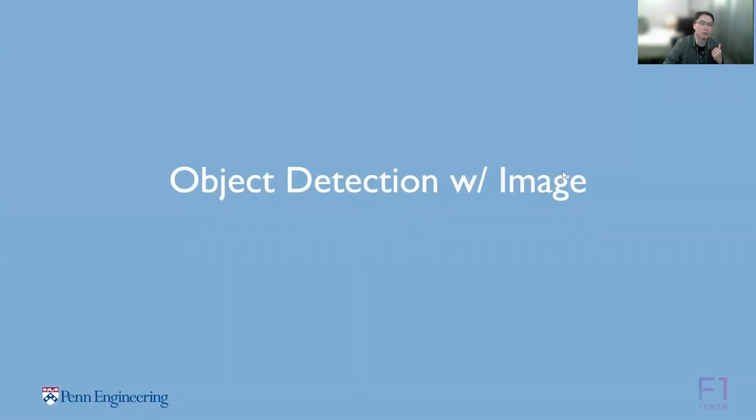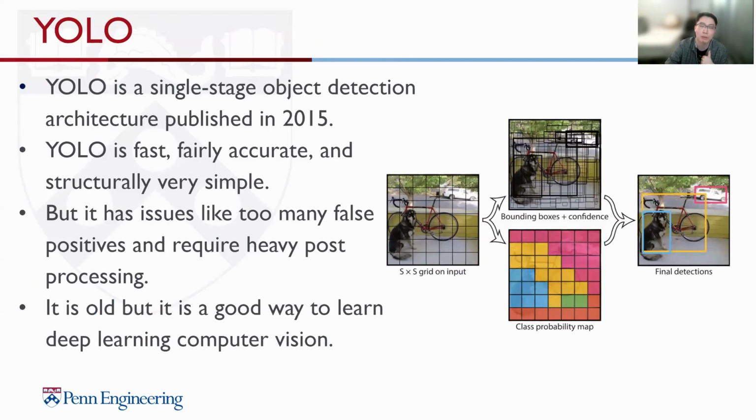After the basics, I want to do two case studies. The first one is object detection with images. I want to introduce you to YOLO. YOLO is a single-stage object detection architecture published in 2015. YOLO at that time was considered fast, fairly accurate, and structurally very simple. It is to this day considered structurally very simple. That's why it's a very good introductory neural network.